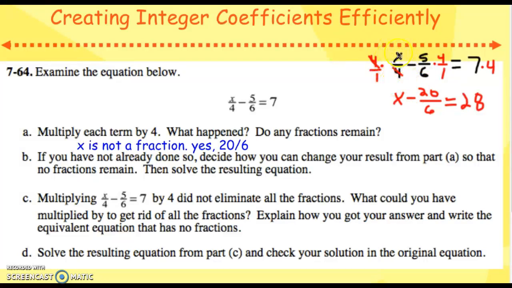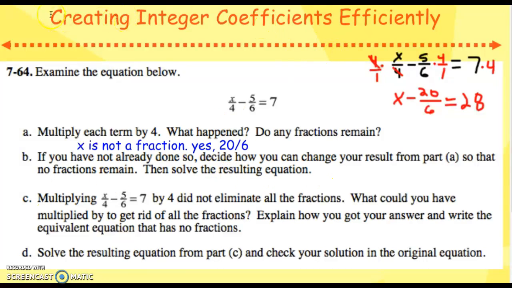Okay, so we were able to undo the first fraction, but I still have a fraction for my second term. All right, now B. If you have not already done so, decide how you can change your result from part A so that no fractions remain. Then solve the resulting equation.